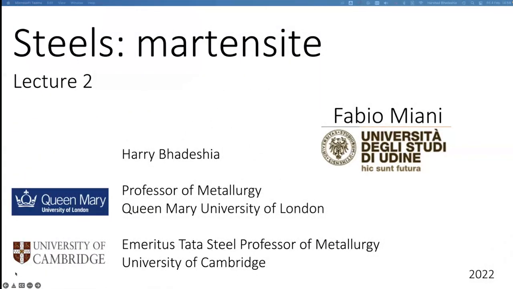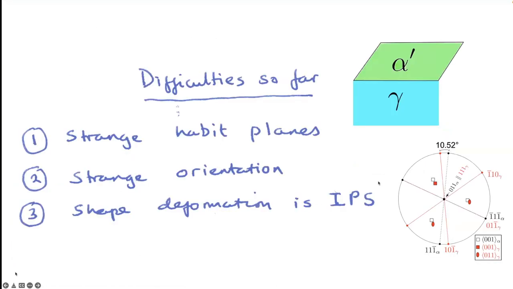This is the second lecture on martensite, and today we will solve many of the problems that I identified in the previous lecture. For example, I mentioned that the habit plane, which is the interface between the martensite and austenite, has very strange crystallographic indices. For example, 3, 10, 15. And even then, it's not exactly 3, 10, 15, but it is an irrational set of indices.